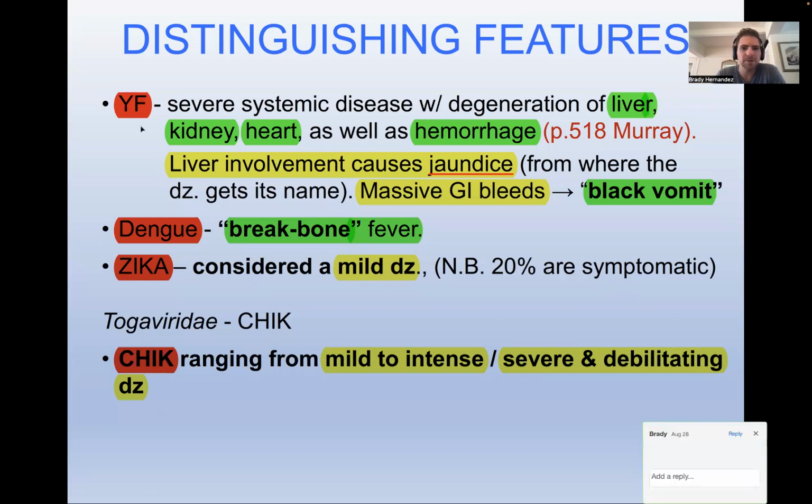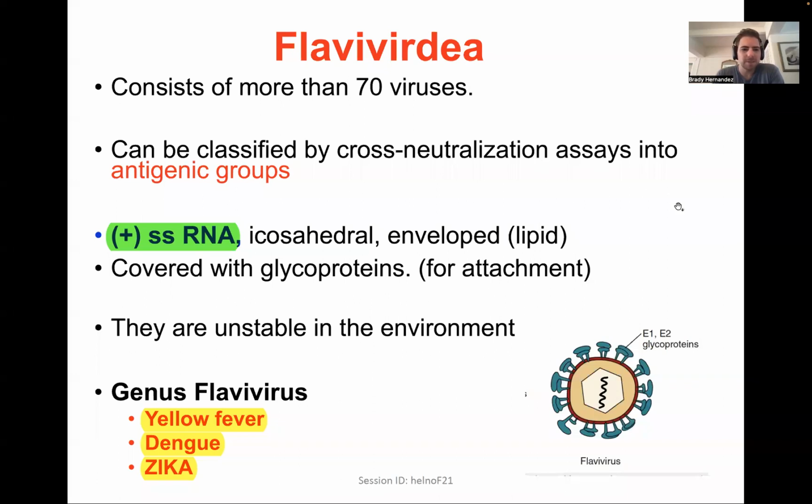Yeah, here we go. Some distinguishing features: yellow fever, liver, kidney, heart, and hemorrhaging is the big one there. It causes jaundice, and black vomit is a big thing they talk about. Dengue, break bone fever, pain behind the eyes is a big one. Zika is a milder disease, and with chikungunya, really bad joint pain is the one that stands out. But this is more testable for these SGU tests right now than for STEP. But yeah, we'll go through it.